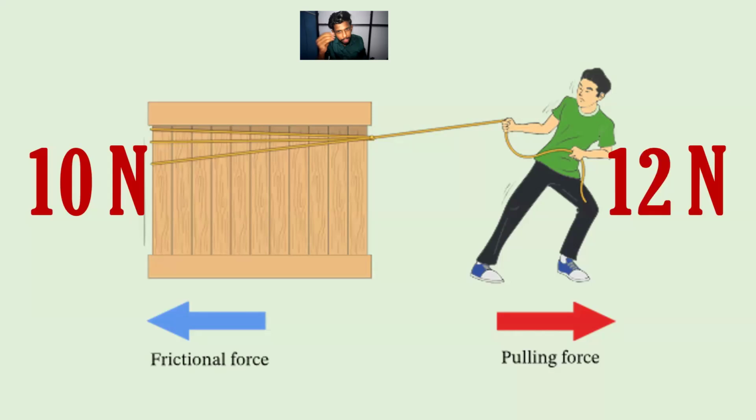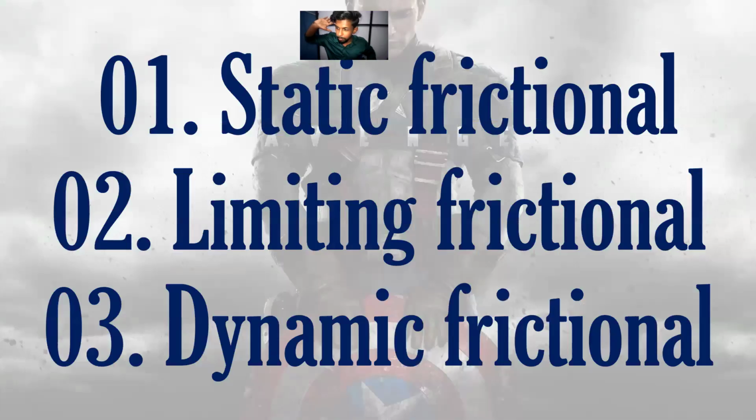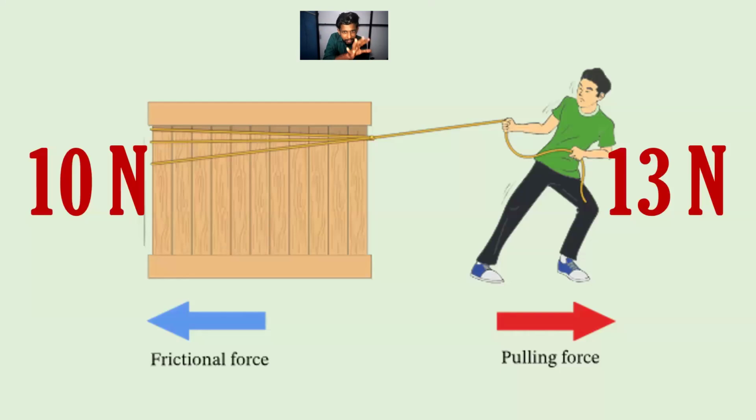Now, if I apply 12, the frictional force will still be 10. The object will start to move. Why? 12 Newton, we have won the match. 12 Newton here, 10 Newton there. So the object will move in the direction of that person, right? 13, the object will move. 14, the object will move. Now you may have got the idea how the frictional force is acting here and how I applied the force. This is an important part that you want to know, right?